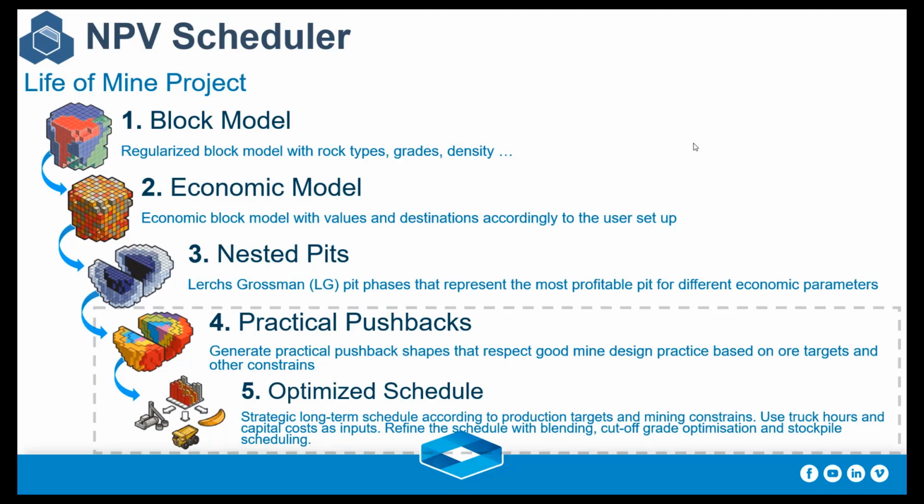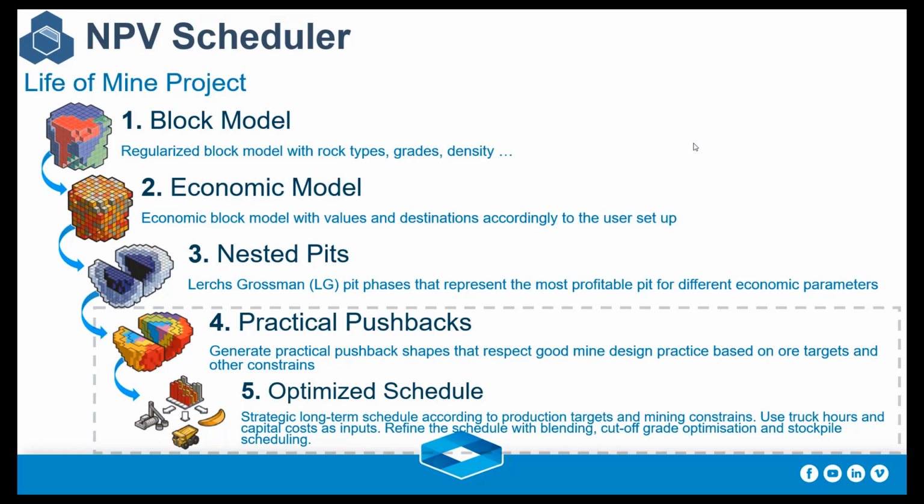On NPV Scheduler, I'm going to quickly go through the workflow of a Life of Mine project. Again, the input of NPV Scheduler is a block model where we must have defined some attributes. So we can define our product and rock types. This is where we're going to base our NPV result. The main goal of NPV is to calculate the best mathematical solution that maximizes the NPV of our operation.